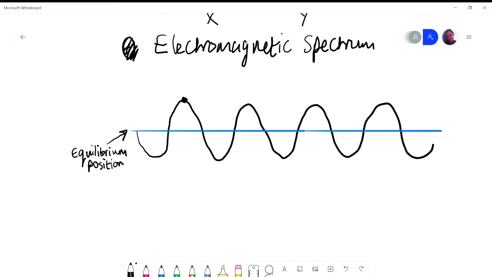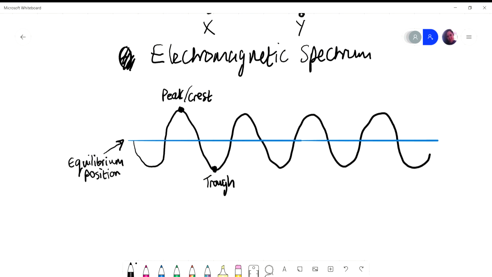We call that, it has two names, the peak or the crest, and I tend to call it the peak, but it doesn't really matter. The bottom of your wave is called your trough. When I say bottom, I mean the very bottom. And your amplitude, put A here, can either be the distance from the equilibrium position to the peak or the distance from the equilibrium position to the trough. It doesn't matter.